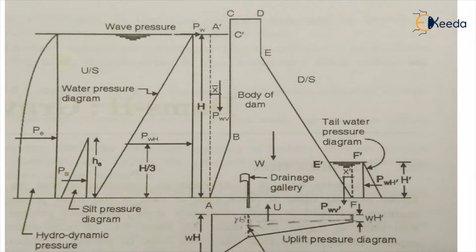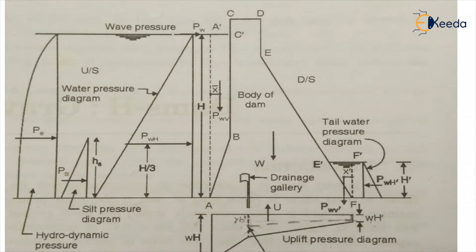This water pressure has atmospheric pressure at the surface, hence the pressure at the surface is zero. The pressure intensity increases towards the base, where it is equal to gamma h, where gamma is the unit weight of water and h is the height of water. So simply by analyzing this triangular section, we can find the water pressure force.